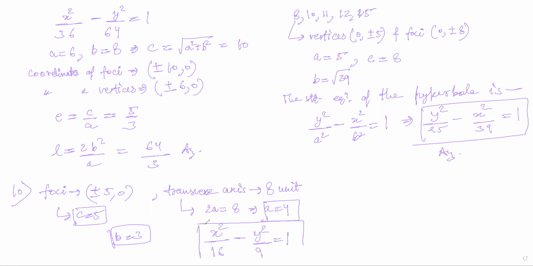Correct. Good. Similarly, solve the 11th, 12th, and 15th. Now tell me the final answers. It's easy. If you have understood everything, then you must have understood that to score marks in conic sections is very easy. The most difficult part was circle. Other than that, everything is easy.